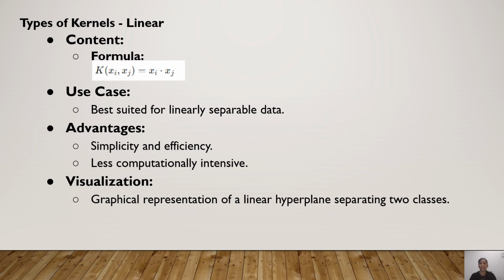Types of kernels. Let us see the types of functions that are there in kernel. First, let us go with the linear kernel. The formula is k of x_i, x_j equals x_i dot x_j. The use case for this linear kernel is that it is best suited for linearly separable data. The advantages of the linear kernel are simplicity and efficiency. It is also less computationally intensive. Visualization: graphical representation of a linear hyperplane separating two classes.